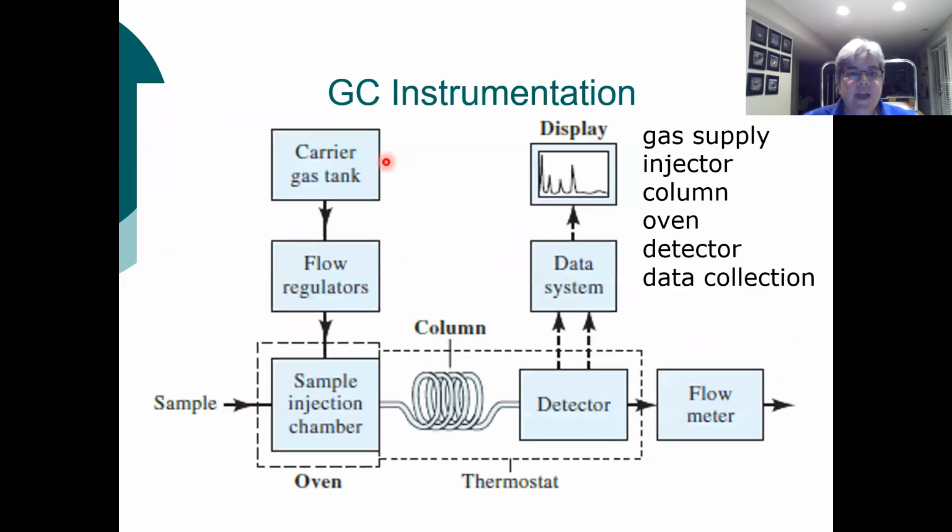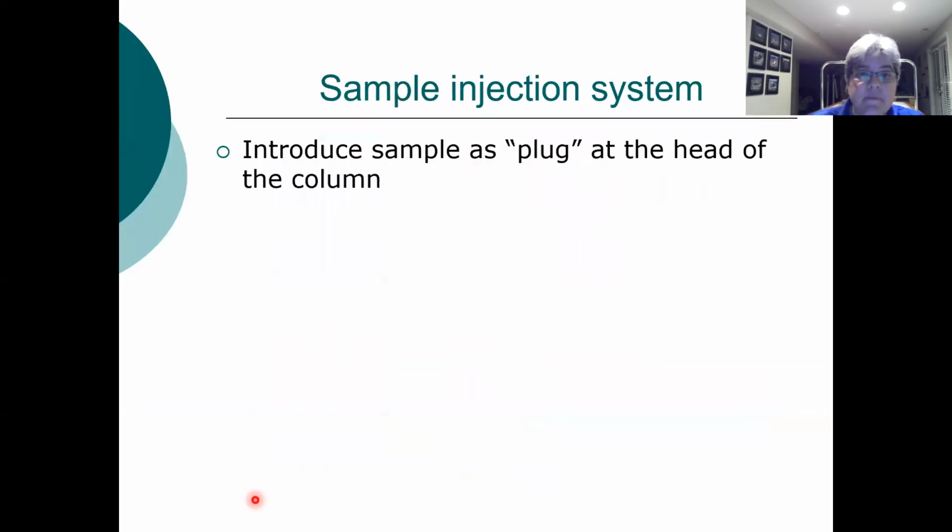Okay, so we've looked at the carrier gas and the flow rater and the flow regulator. So our next job is we need to get the sample onto the column. So we'll look at the injection system next. All right, so when we take our sample, we always introduce it as a plug. So you try to introduce your sample all together in a small band at the head, the beginning of the column. And you usually do this using a micro syringe.